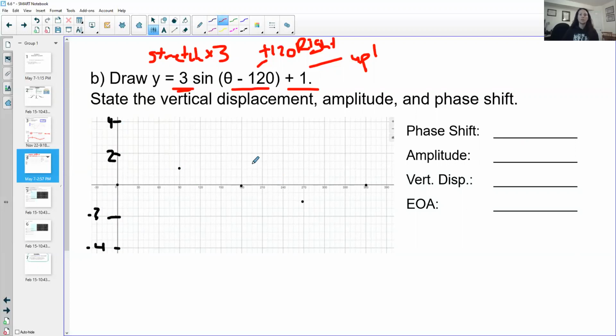So now I'm going to take my other marker, I'm going to stretch it by 3 first, and then I'm going to shift it right and up. So this will vertically stretch it. It's going to change the amplitude. If my amplitude was 1, 1 times 3 is 3. So instead of going up 1, I'm going to go up 1, 2, 3. Okay? And every 2 squares is 1 unit, which is why I'm counting 6 squares up.